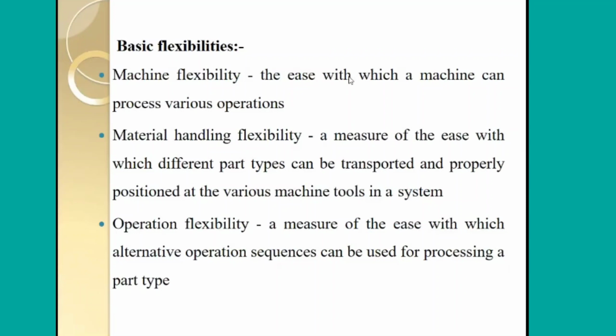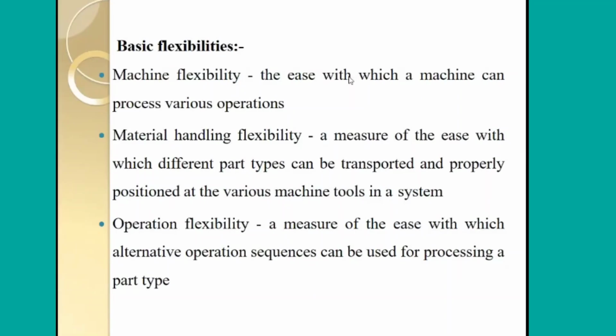Basic flexibility comprises machine flexibility, which is the ease of machining various process operations, and material handling flexibility, which measures how easily different part types can be transported from one machine to another and also positioned. The third one is operation flexibility, the ease of operating alternative operations in a sequence that can be easily processed by a part type. That is operation flexibility. So these are the important terms of basic flexibility.